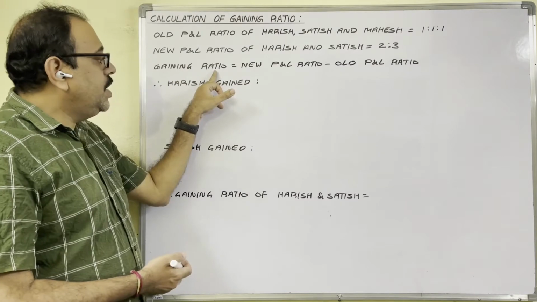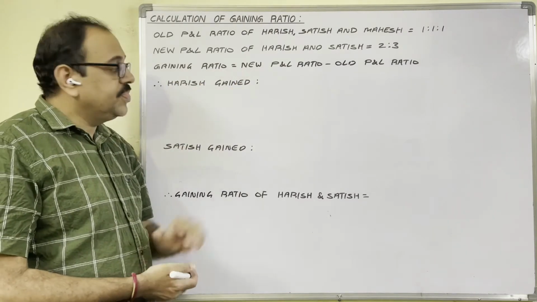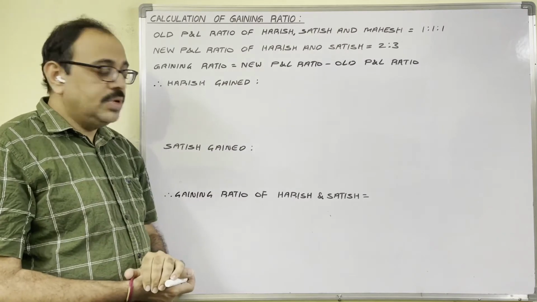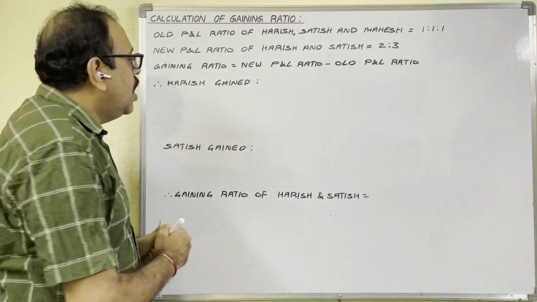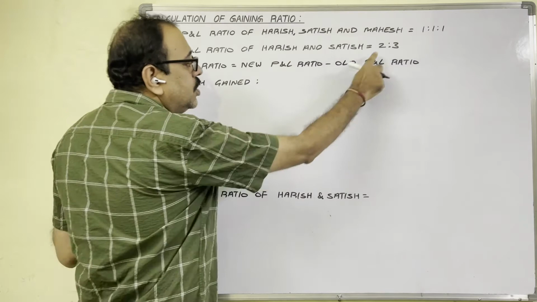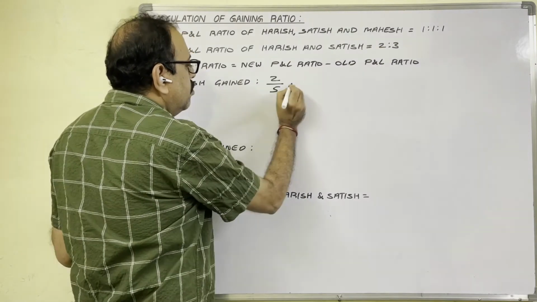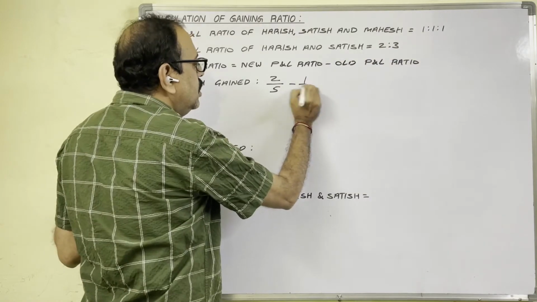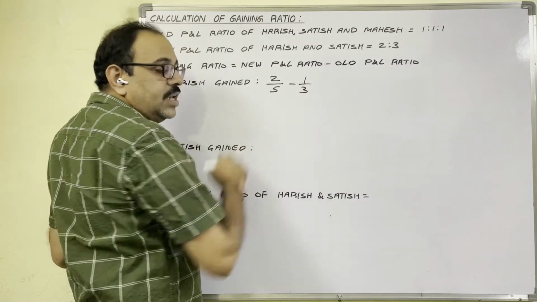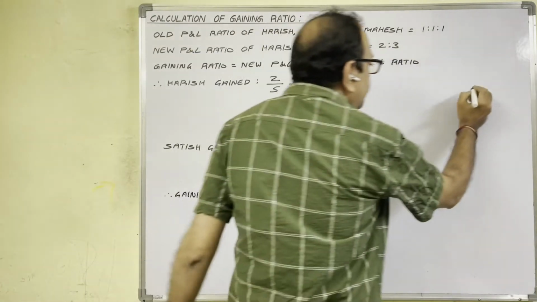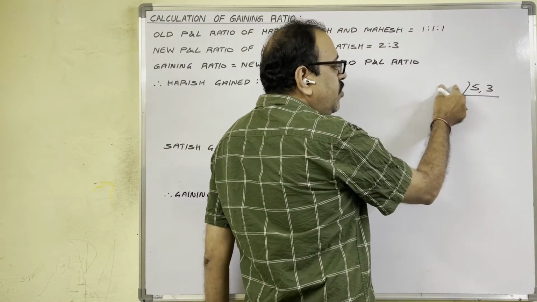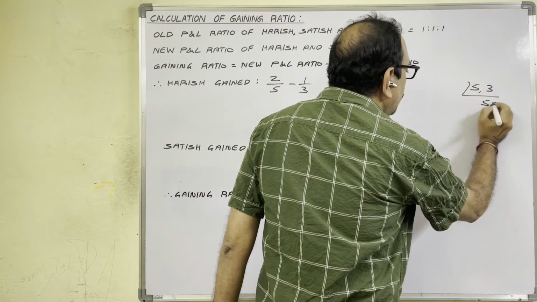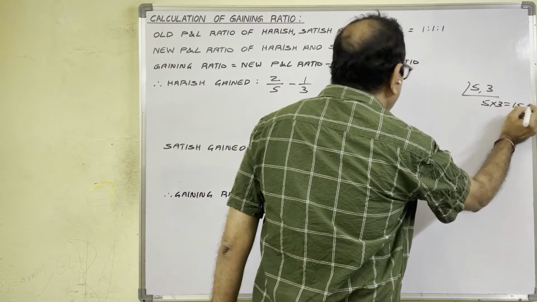To calculate gaining ratio, there is a formula. New profit and loss ratio minus old profit and loss ratio. Harish gained how much? Harish's new ratio is 2/5 minus Harish's old share is 1/3. 5 and 3. Find out the LCM. Without a table, we can divide these two numbers. So LCM is 5 into 3, which is equal to 15.